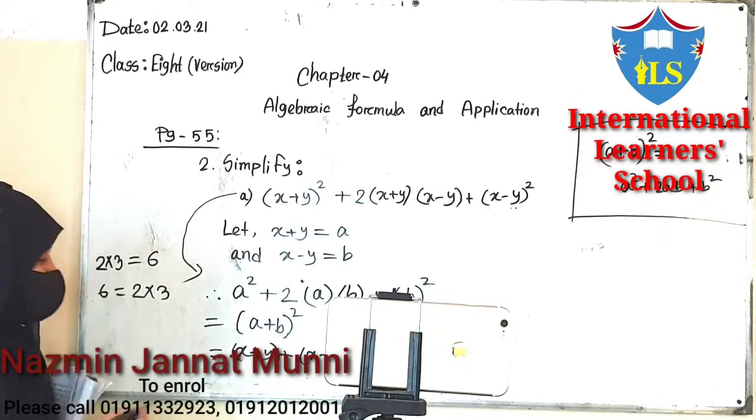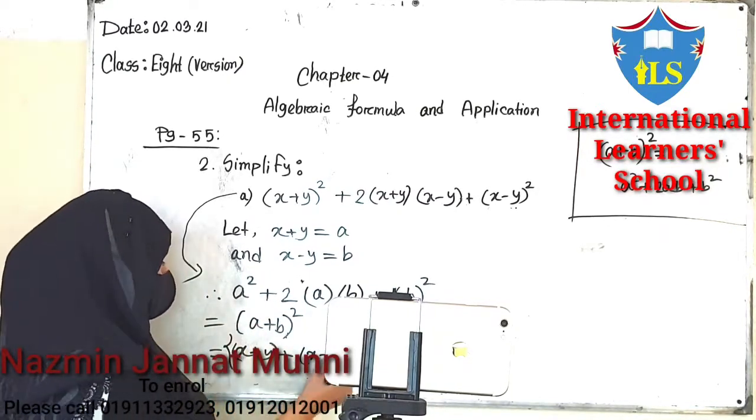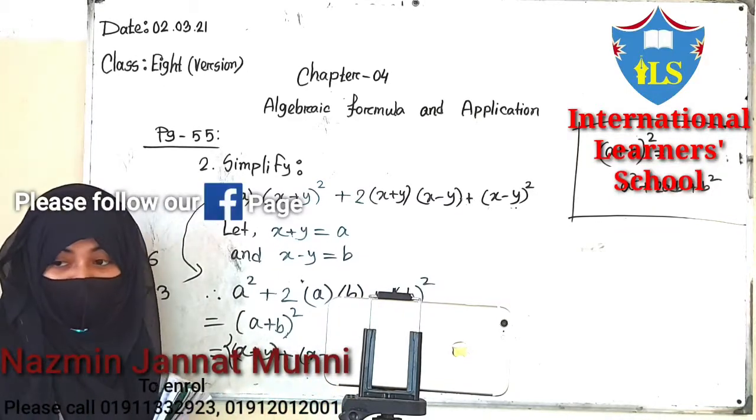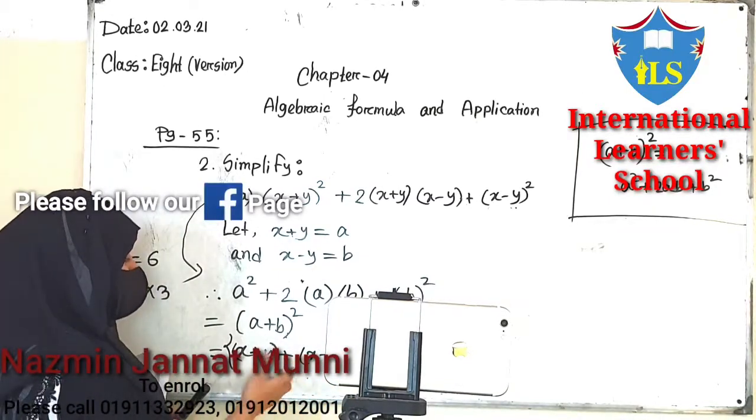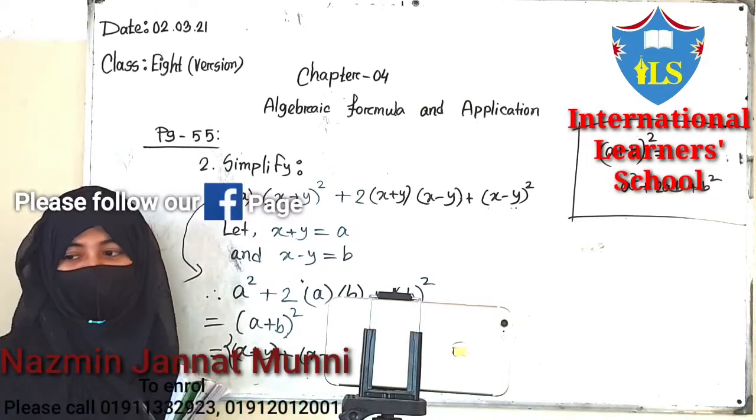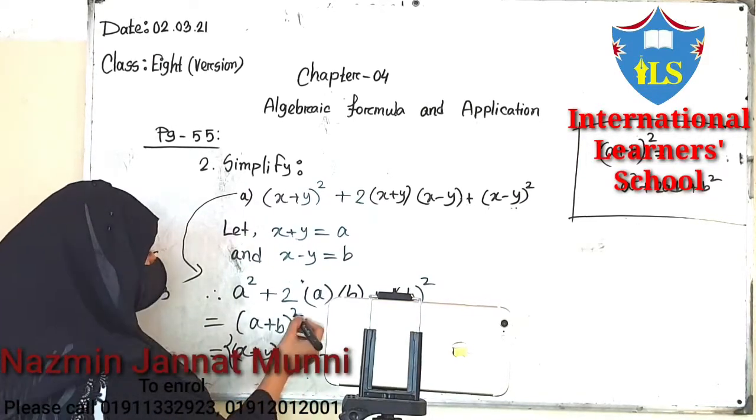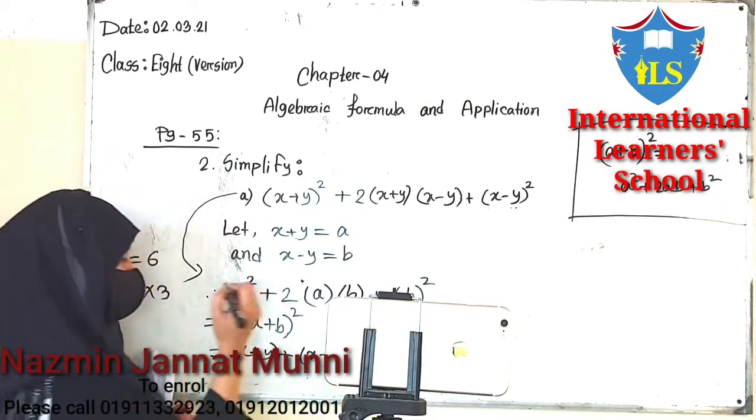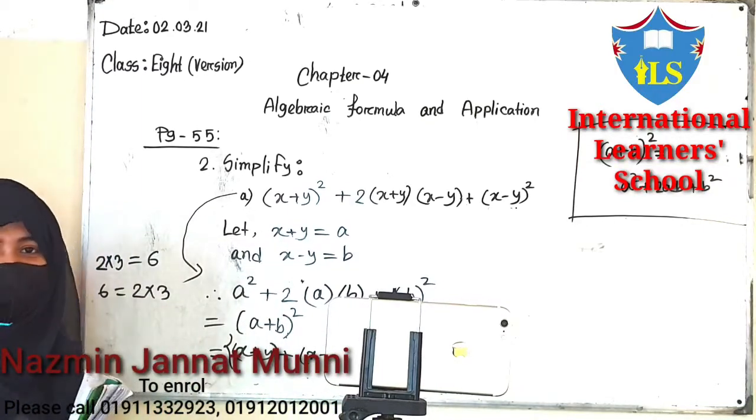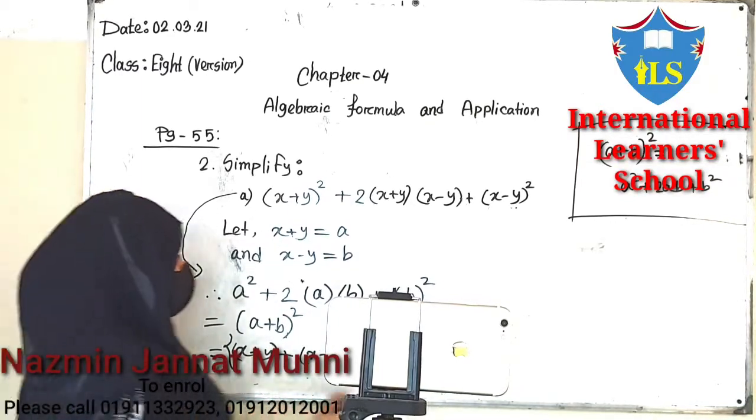That means I have to use a second bracket because I have already used the first bracket, right? So I can use the second bracket here, and here is a square sign, so I give the square. Clear? Okay. Next line.